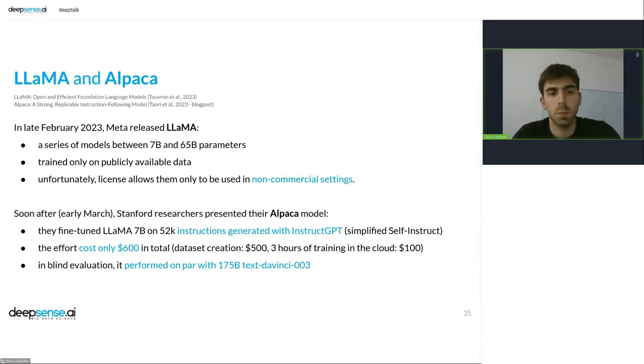It was not really expensive. It only cost them $600 in total, out of which $500 were spent on creating the dataset with the OpenAI API, and the remaining $100 were spent on 3 hours of training the model in the cloud. What's interesting, at least what they report, is that in the blind evaluation, the Alpaca model performed on par with a much larger InstructGPT model, according to human preferences.